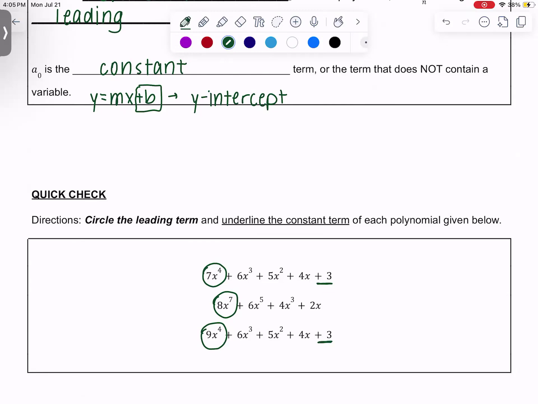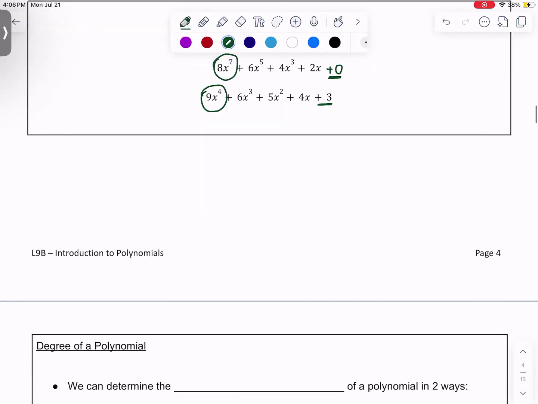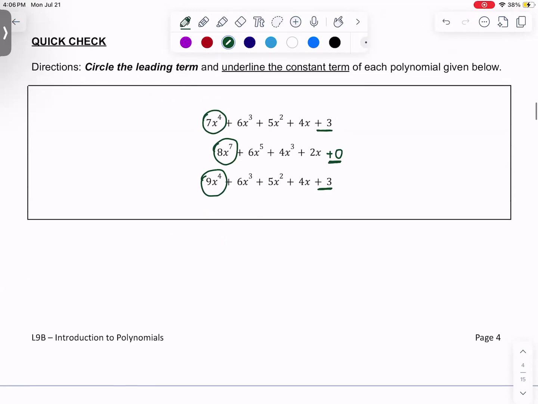The middle one, what number can you add without changing the value of something? You can add 0. So the constant here is 0. Right? Anything plus 0 wouldn't change. So 4 plus 0 is 4. This whole expression plus 0 is just this expression. Or you could say it has no constant. The constant is 0. Let's keep going.